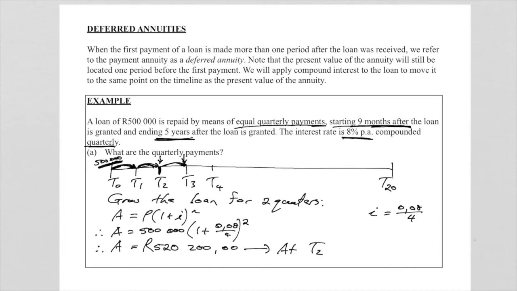Remember, they ask us to find the quarterly payments. What we did now is we only calculated the present value at T2. We still need to find the quarterly payments. So let's do that. To find the quarterly payment means we must calculate X in our present value annuity formula. So that formula is P × (1 − (1 + i)^(−n)) over i.